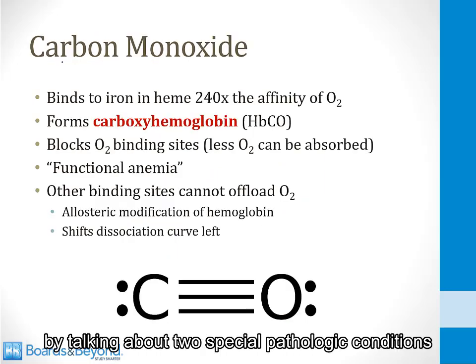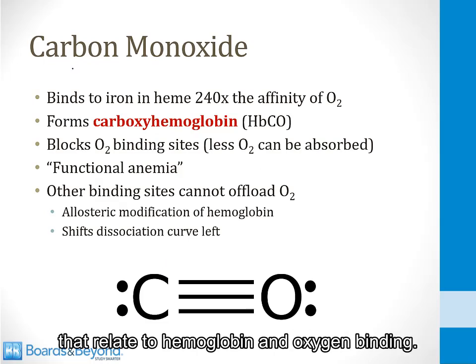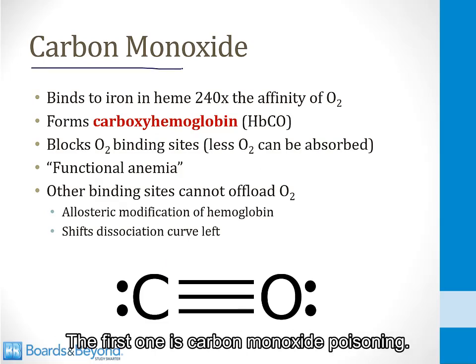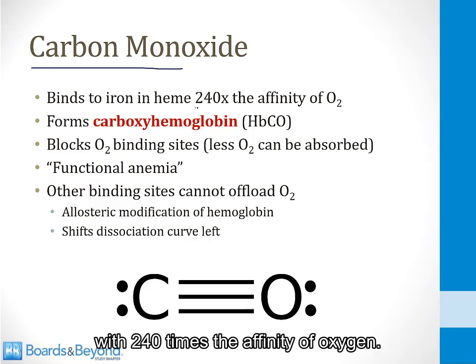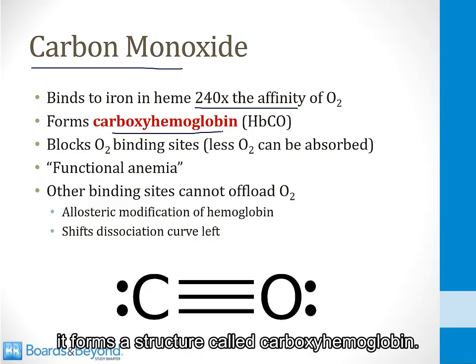I'll finish this video by talking about 2 special pathologic conditions that relate to hemoglobin and oxygen binding. The first one is carbon monoxide poisoning. Carbon monoxide is a gas, and it binds to iron in heme with 240 times the affinity of oxygen. When it does, it forms a structure called carboxyhemoglobin.